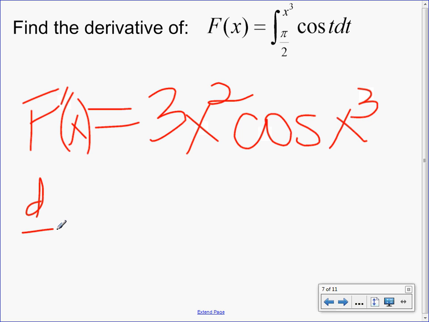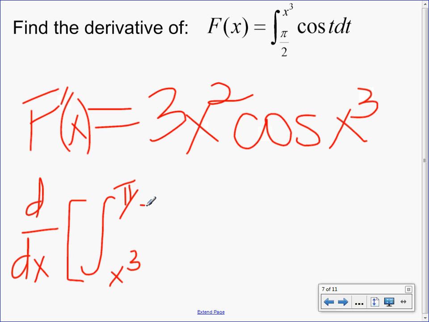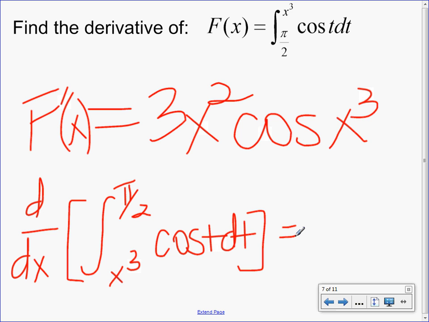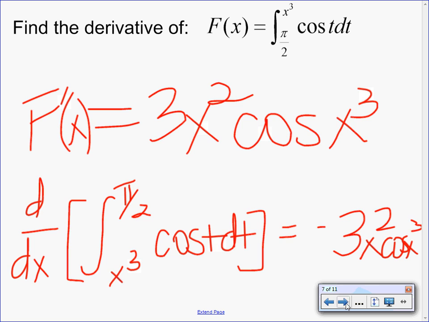All right, now, what if I ask you for this? Negative 3x squared cosine of x cubed. Because the limits of integration are switched. Okay? Is that what we did for the ones where there's a constant on top and the x on the bottom, we just flip them? Yep. And just make it negative. Yep. Okay.